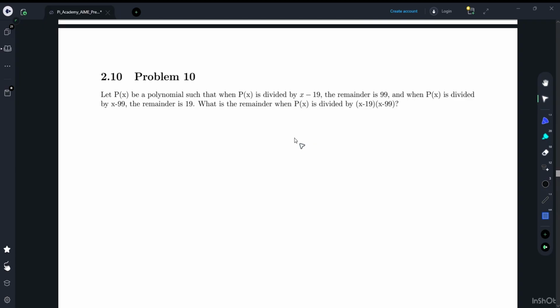Hey guys, today we're going over problem 10 in the Polynomials AIME problem set, and this is also a problem in AoPS's intermediate algebra. So let p(x) be a polynomial such that when p(x) is divided by x minus 19, the remainder is 99, and when p(x) is divided by x minus 99, the remainder is 19. What is the remainder when p(x) is divided by (x minus 99) times (x plus 99)?